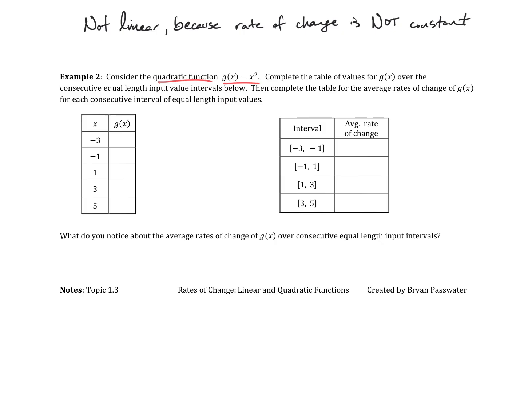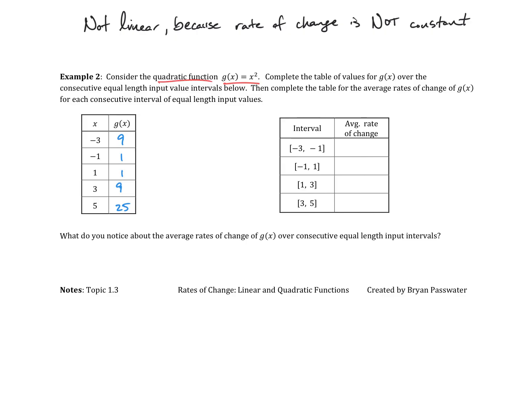So I'm going to figure out what my g of x, my y value, is when I substitute in -3. So Mr. Tompkins, what is it? 9. Very nice. And then we square -1, we get 1. We square 1, we get 1. We square 3, we get 9. And we square 5, and we get 25. Fantastic.